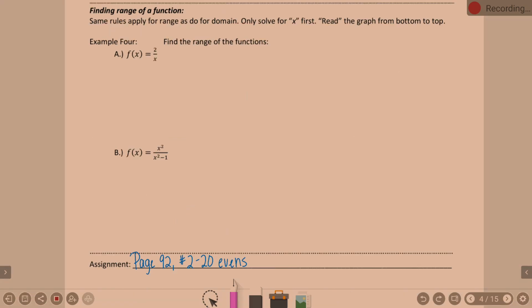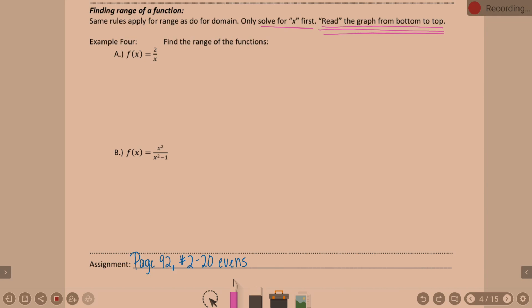Now, officially this says same rules apply for range as do domain, although if we want to be able to look at the equation, you have to solve for x first. So that's one piece, that we will solve for x first if we're looking at the equation, but most importantly, this is what I'm going to stress. Domain, we read the graph from left to right. Range, we're going to read the graph from bottom to top. It sounds weird to say, but negative to positive, right? Bottom to top. It makes sense. Trust me, I want to say top to bottom too.